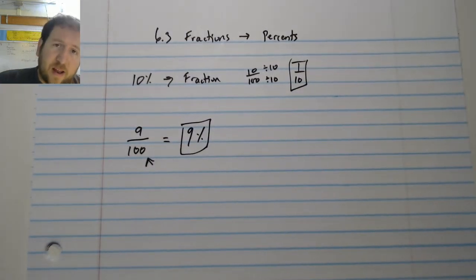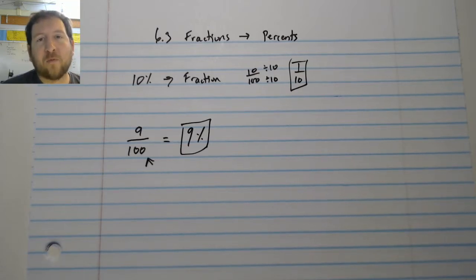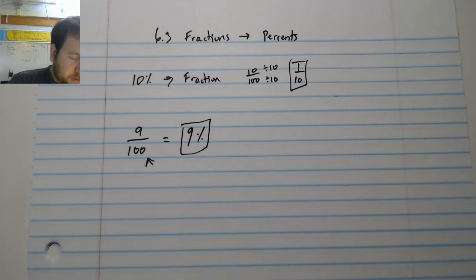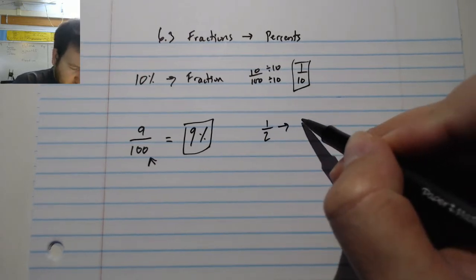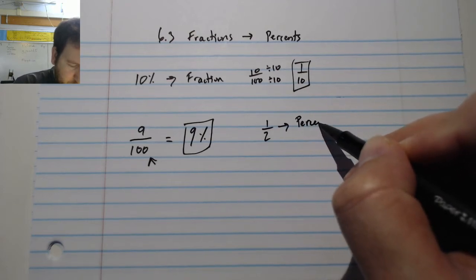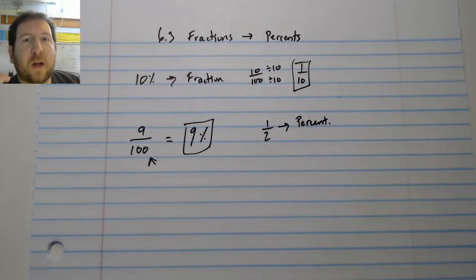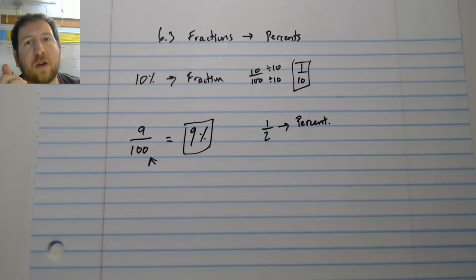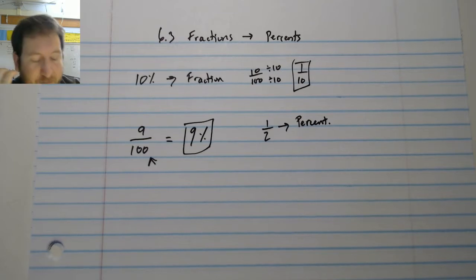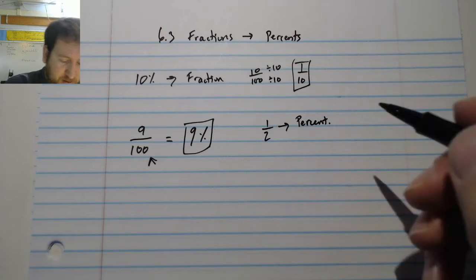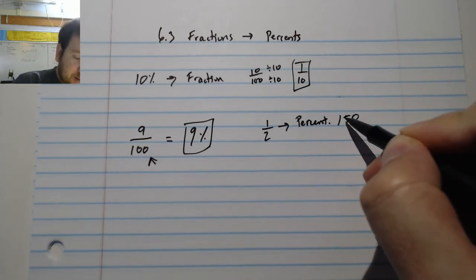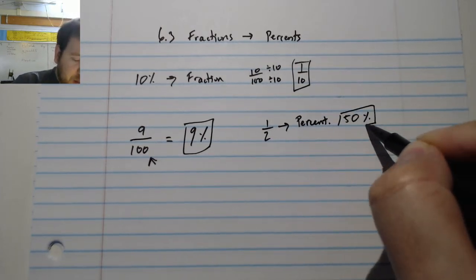What starts to become more of an issue is when we have a fraction that has a non-100 denominator. For example, say I'm going to write 1/2 as a percent. There's a couple different ways that I can do this, and I'm going to show you the way I want you to do these today. I know that some of these are kind of obvious, like, oh, half. I know half of something is 50%, and that is the answer in this case.